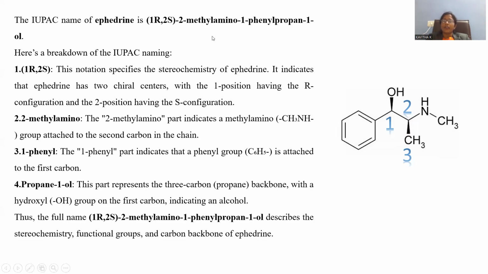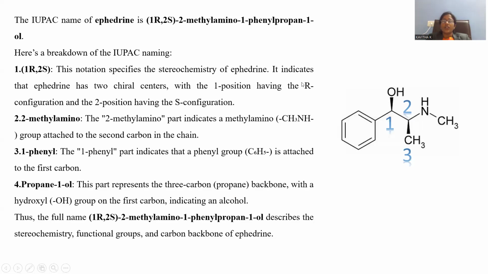Let me repeat the IUPAC name of the compound once again: 1R,2S, 2-methylamino, 1-phenylpropan-1-ol. So this is the IUPAC nomenclature. Let me elaborate the name in detail. Here is the breakdown of the IUPAC naming for the given compound called ephedrine. 1R,2S: this notation specifies the stereochemistry of ephedrine, the first and second carbons being chiral, so the absolute notations are R for rectus, S means sinister. This indicates ephedrine has 2 chiral centers.